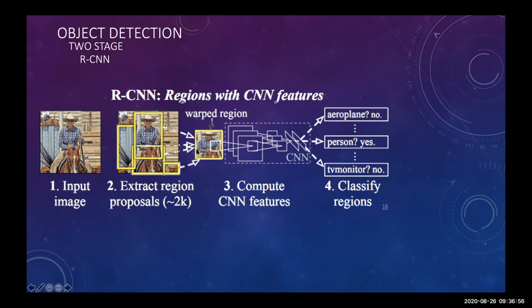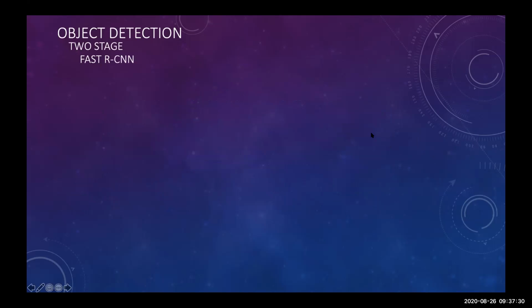So you had to create this warped region, and that was hurting the accuracy. It was also slower because for each of these 2000 region proposals, you would send it through a CNN. So you would use a CNN 2000 times. You had warped regions, and it was just slower. But this is one of the first object detection methods, and it was really creative, and it did pretty well. And then it would use support vector machines to do the classification.